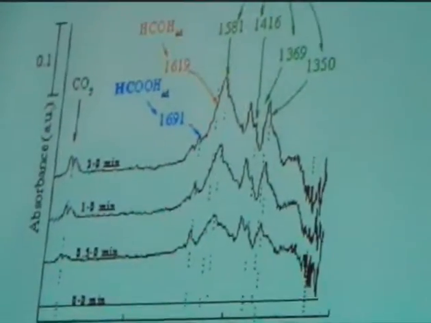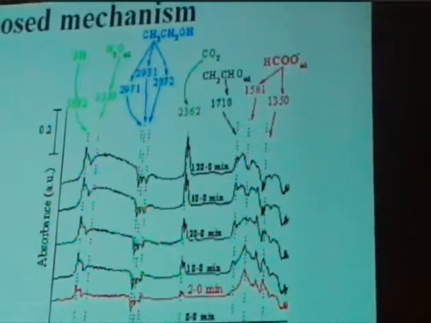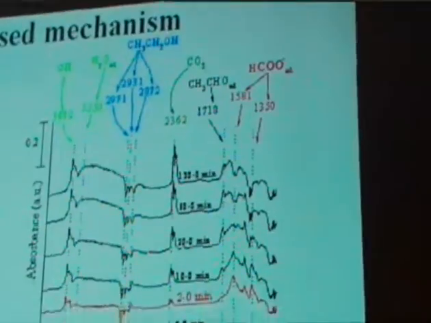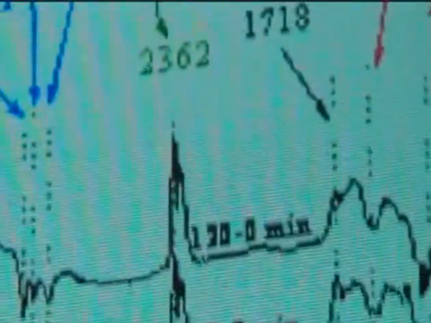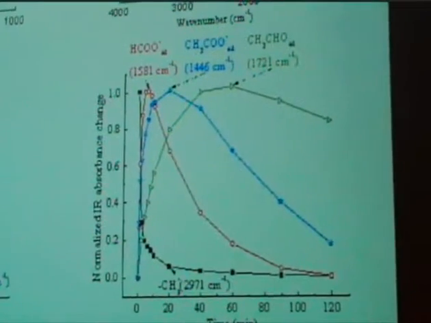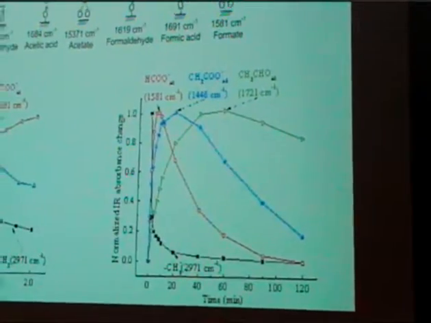Now, with this information and our further analysis, like I'm showing here in this figure, the IR normalized intensity change during the photocatalytic oxidation, the intensity first rises on the formate until reaching a maximum, and then it starts decaying. The formic acid formation led to the formation of formate, and in turn, formate led to the formation of acetate and acetaldehyde.